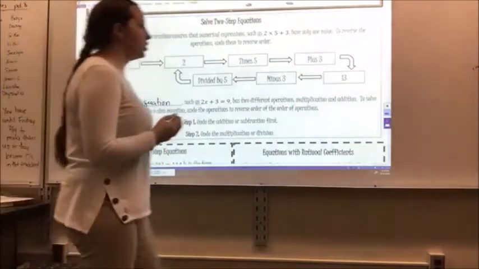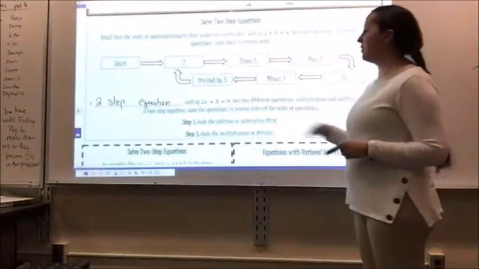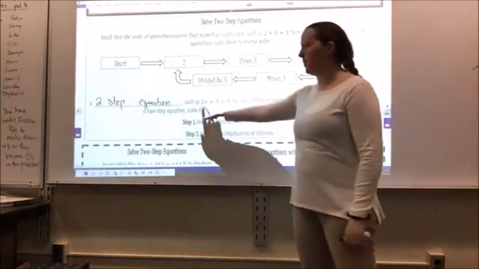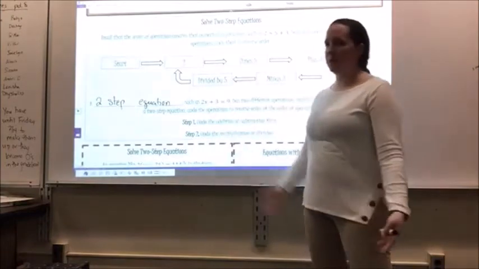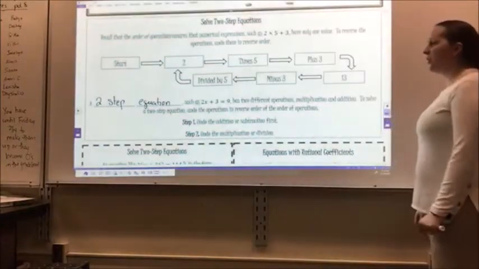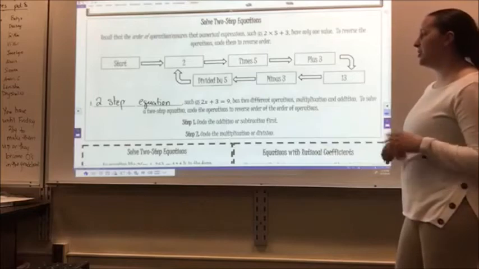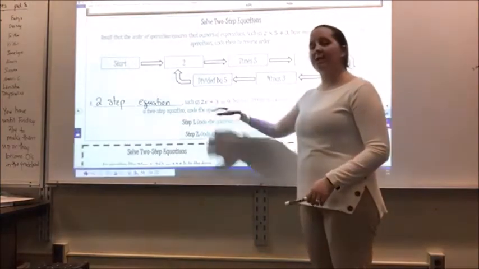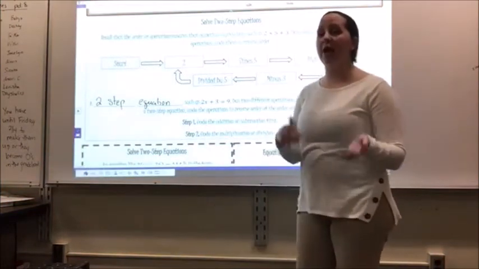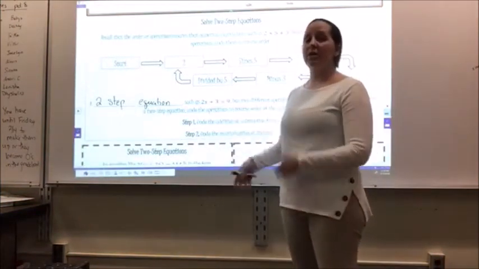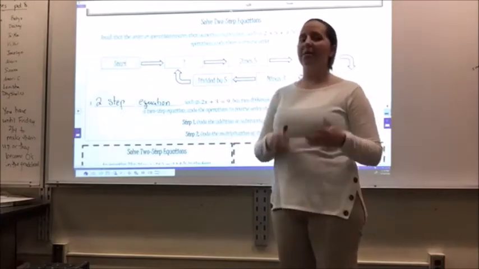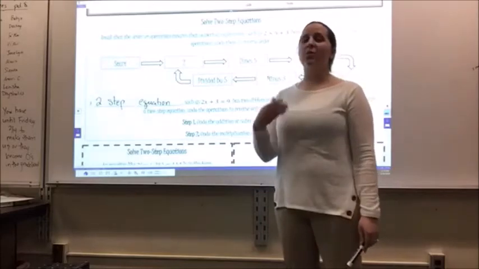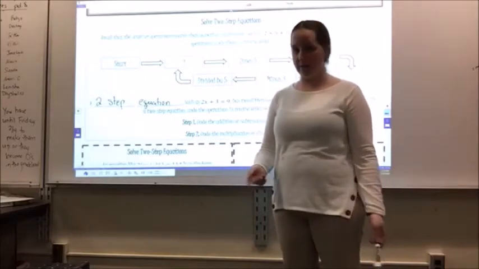Okay. So a two-step equation, such as 2x plus 3 equals 9, has two different operations. Multiplication, I multiply 2 times the x, and addition, plus 3. To solve a two-step equation, I undo the operations in reverse order of the order of operations. So, for example, with 2x plus 3 equals 9, I subtract 3 first because I'm adding it. So I subtract it, then I divide by 2. Okay, so I'm undoing the operations in reverse order from PEMDAS.